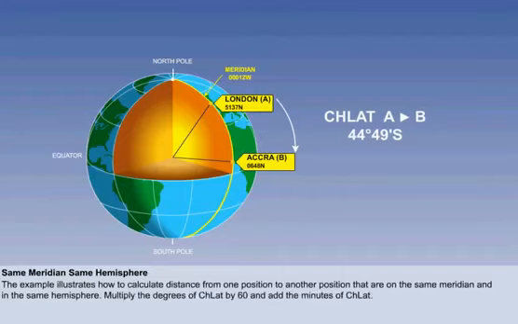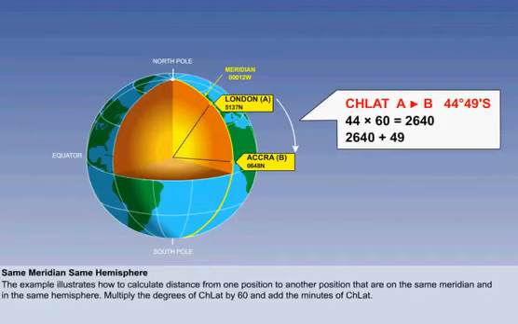To calculate the shortest distance, in other words the Great Circle, we need to convert the angular distance into linear distance by multiplying the degrees of ChLat by 60 and adding the 49 minutes. The total minutes of ChLat, and hence nautical miles, are 2,689.